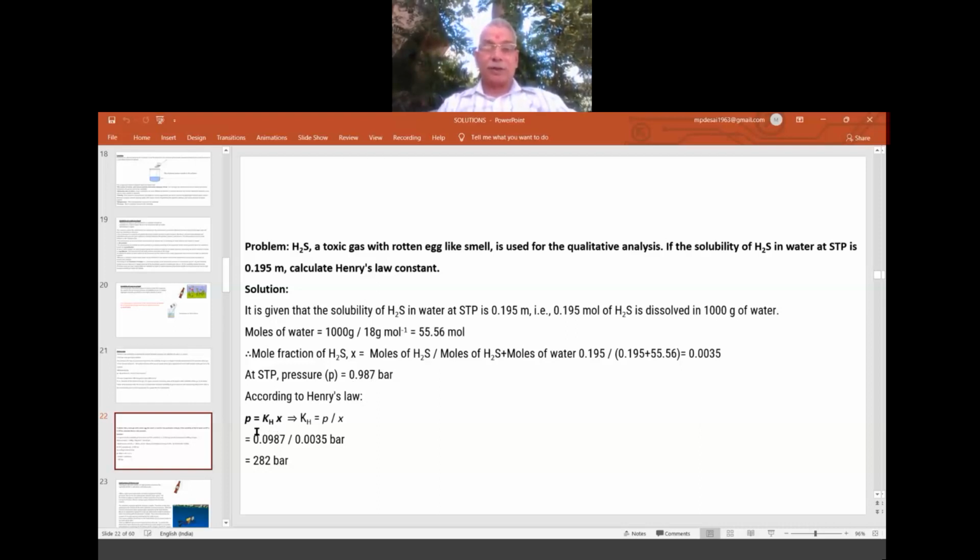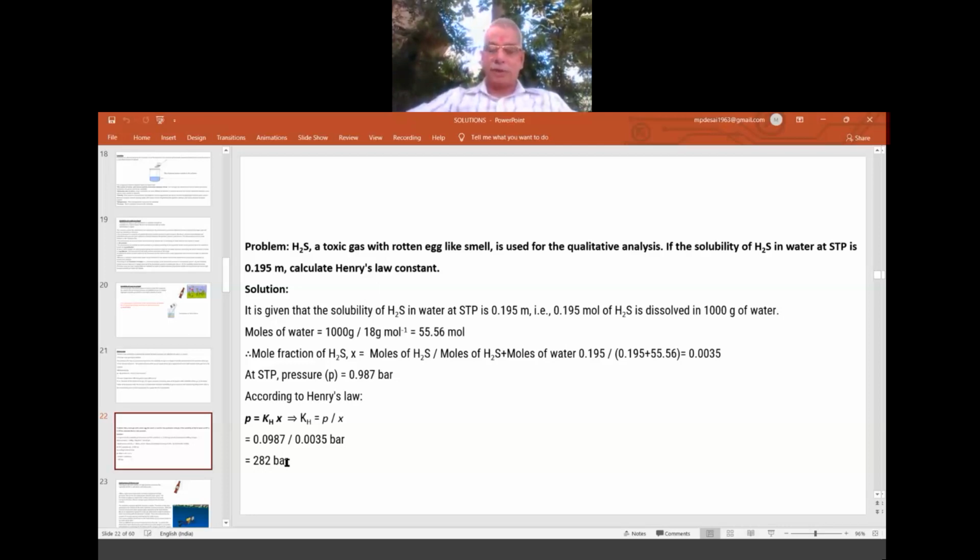Right. So Henry's equation is what? P equal to Kh into x. So what is Kh? It is P by x. So what is P? 0.987 bar. Please take this value and correct it. So divided by the x value calculated, that gives you 282 bar. So the pressure equals 282 bar. Mole fraction has no unit, so it is bar divided by the mole fraction, that is bar only.